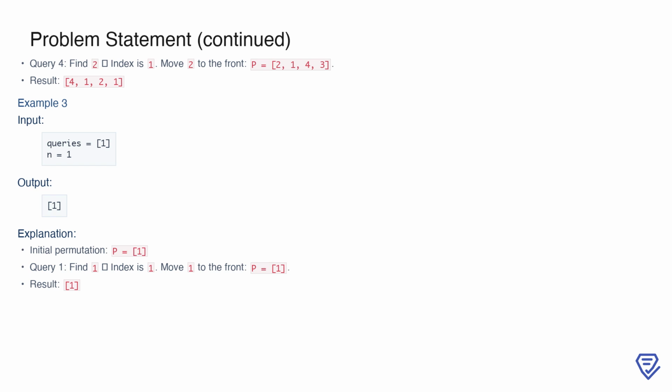Lastly, consider a simpler example where queries is 1 and n is 1. The initial permutation is 1, and for the only query, the value is 1, which is found at index 1. Since 1 is already at the front, the permutation remains unchanged, resulting in 1.